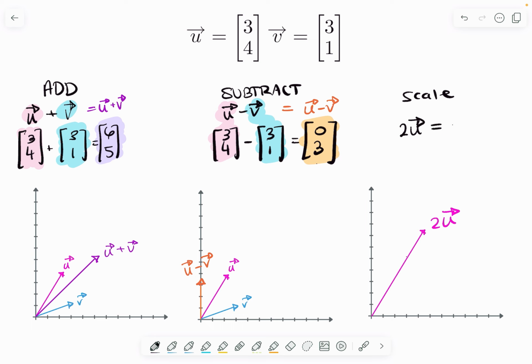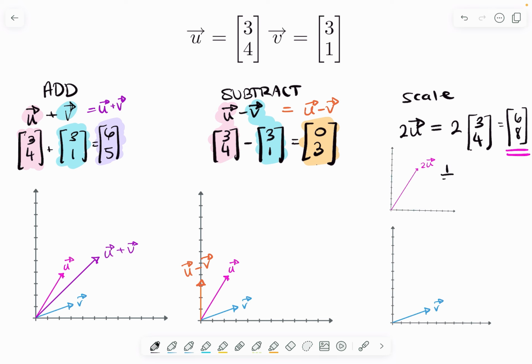But what that looks like here is really just 2 times vector u, which is 3, 4. That is 2 times 3, 6, and then 2 times 4, 8. So you just multiply this by every entry in that vector. And if you were to plot this, you would get this. That would be 1, 2, 3, 4, 5, 6 to the right, and then 8 up. So that would be 1, 2, 3, 4, 5, 6, 7, 8. Right here. And that's exactly what you get.